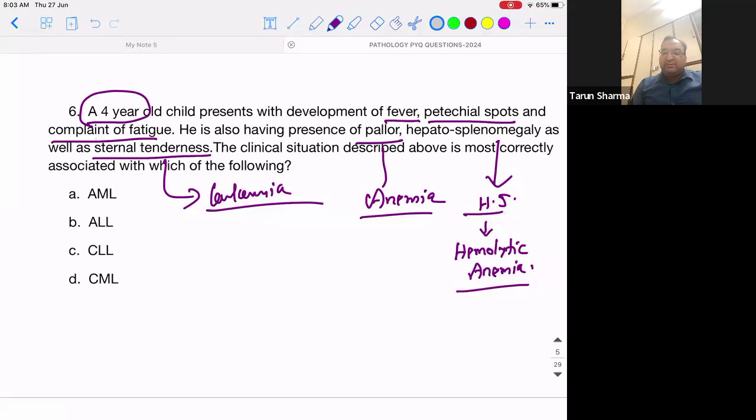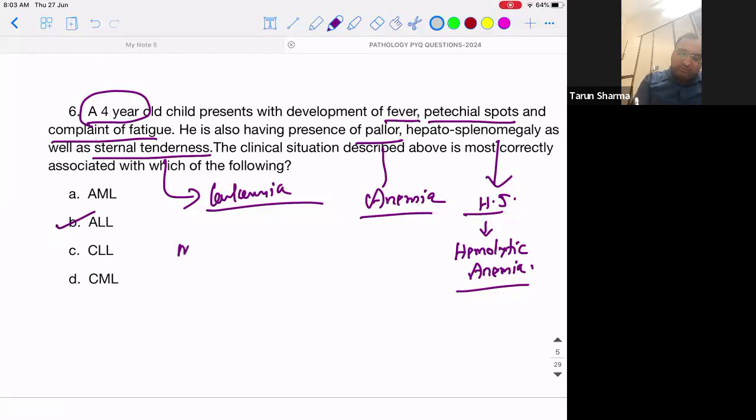If they ask you with one option AML, one option ALL, a third option about hemolytic anemia, and option D about some other type of anemia, then you might get confused about what could be the answer. But here the sternal tenderness is a great clue to you. The age is again a clue to you. As far as the age is considered, which is the most common leukemia of childhood? The answer is ALL. Most common leukemia of childhood is ALL.